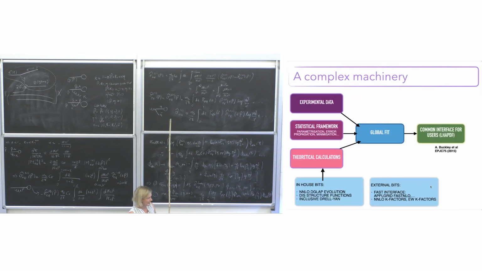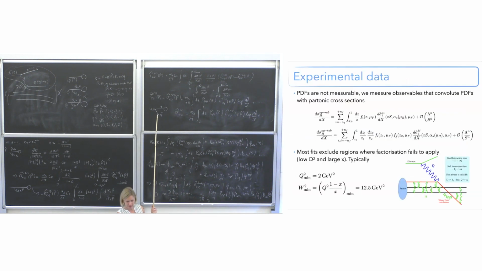So there is a lot that goes on. So I split the thing into 3 bits, so it's a complex machinery. So now, before lunch, I will go through a bit of the experimental data that we include and which combinations are constrained by the different experimental data. After lunch, I will talk a bit more about the statistical framework and the theoretical calculations that go into it, okay? Very good. So experimental input: remember that we are not measuring the PDFs.